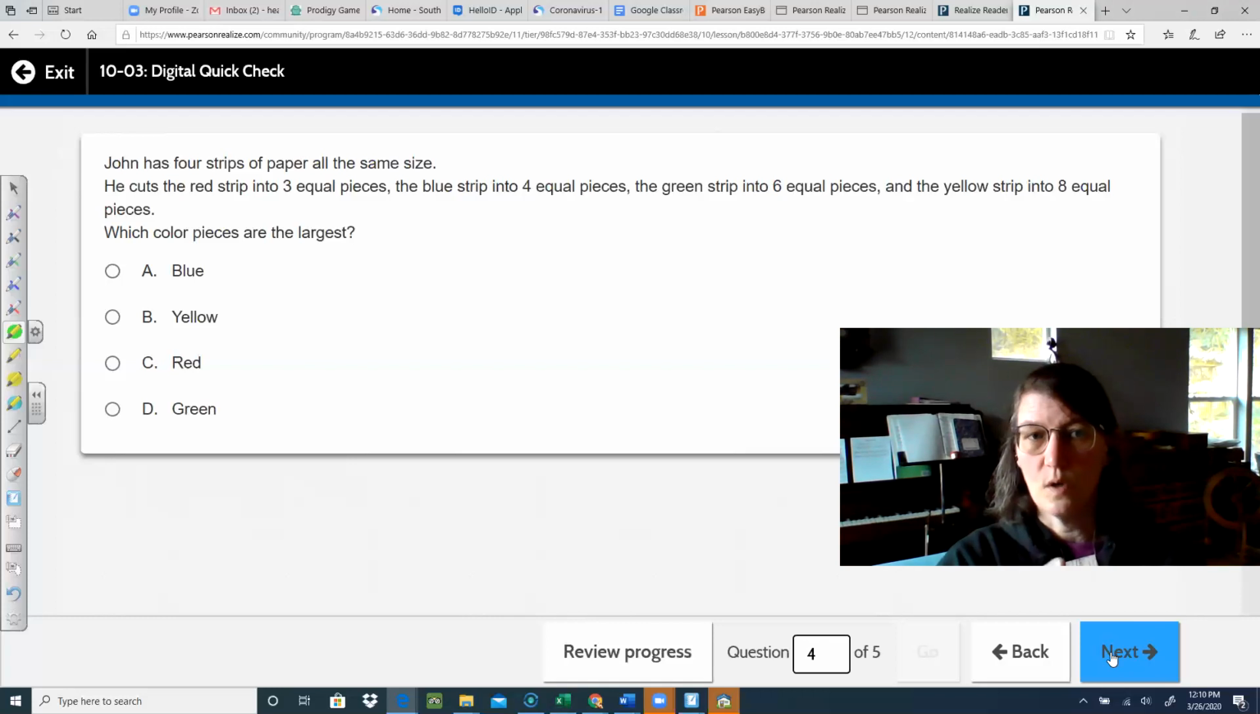So they want to know which color piece would be the biggest. Would it be the blue? And for blue you'd be thinking of 1/4. Would it be yellow? So for yellow, you'd be thinking of it as 1/8. Would it be red, which you would be thinking of as 1/3? Or would it be green, which you would be thinking of as 1/6? I would take some time on this particular problem. It's a bit tricky. Don't rush and don't play eeny, meeny, miny, moe.